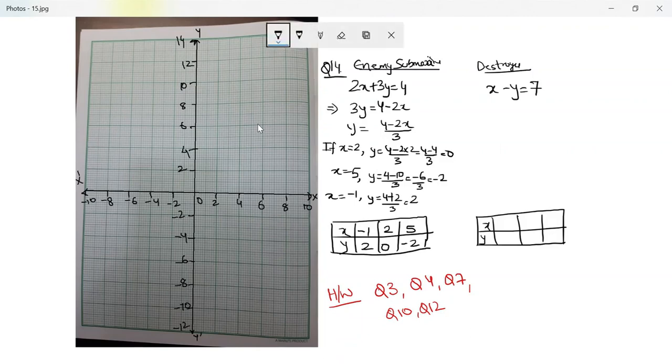Let's plot these 3 points. So what I have is negative 1 with 2. That's this point. Next is 2 with 0. And then the last is 5 with negative 2. Let's join these 3 points using a scale and a straight line.